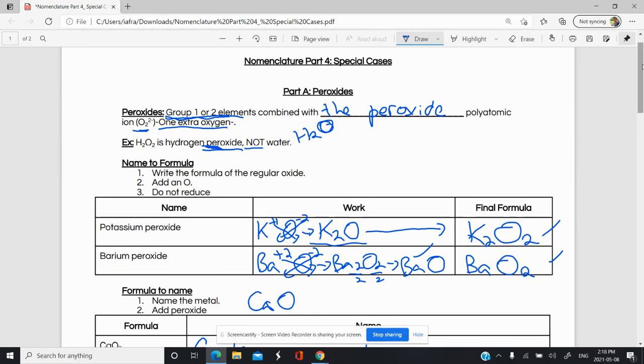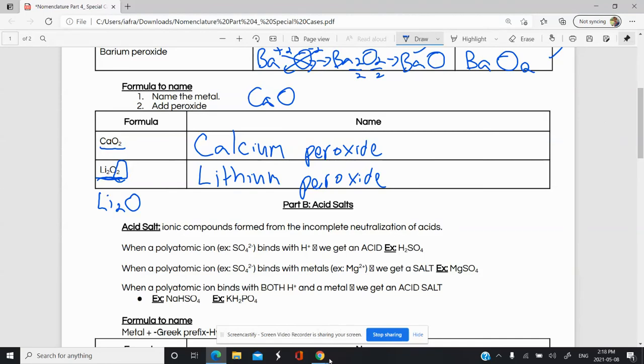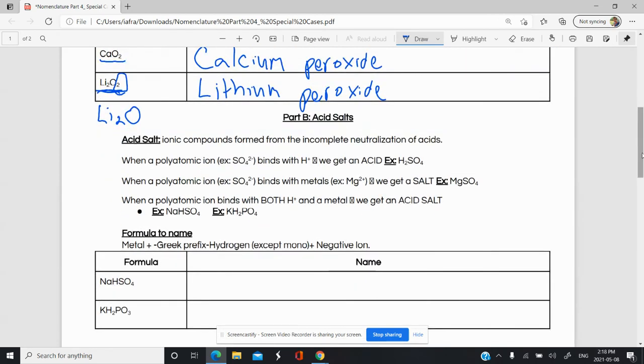And then same idea with the formula. When you see peroxide, find the regular oxide first, and then afterwards add an extra oxygen. In the slideshow, there are some videos that go over this in some more detail with some extra examples, so you can try that out. And in the next video, we're going to see how to name acid salts.